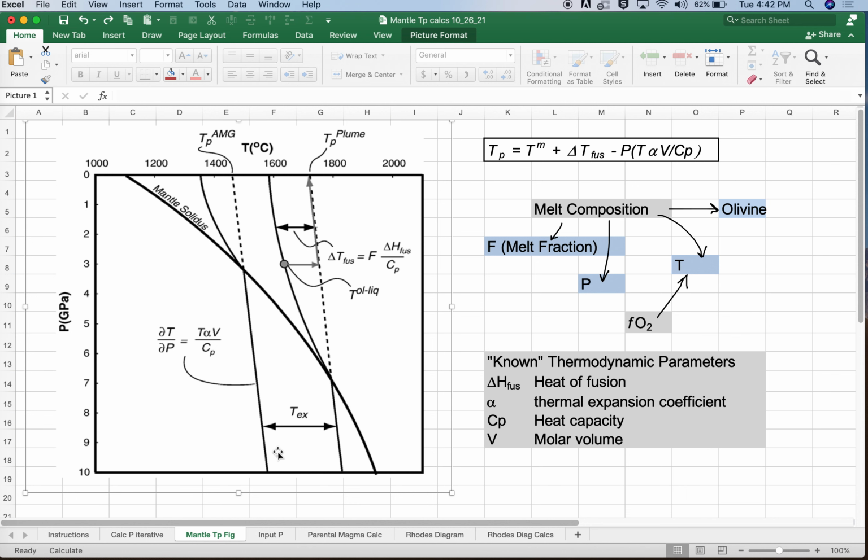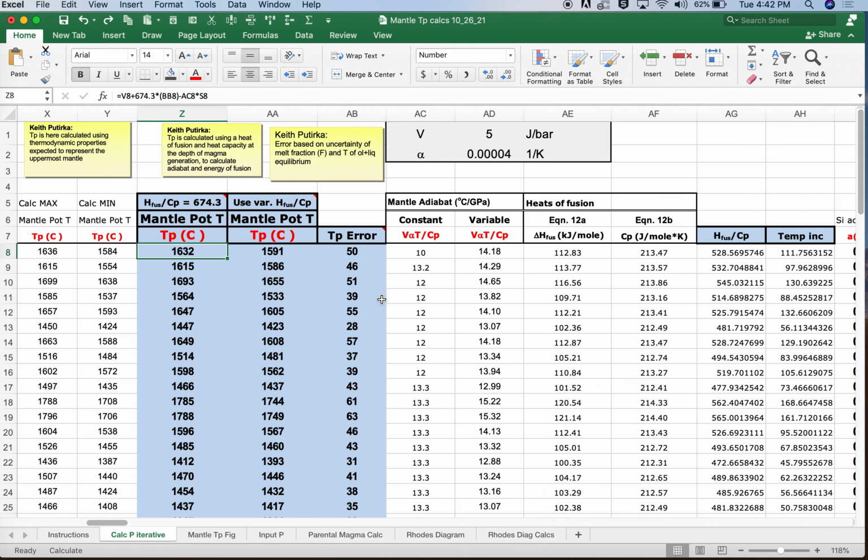So let's take a look at first at this correction for a solid adiabat. That's this very steep line, dT/dP is equal to T alpha V over Cp. That's temperature multiplied by the coefficient of thermal expansion. And then that should really be a bar V, the molar volume, or the volume of 1 mole of mantle material. And then that product, T alpha V, is divided by Cp, the heat capacity. That is shown over here.